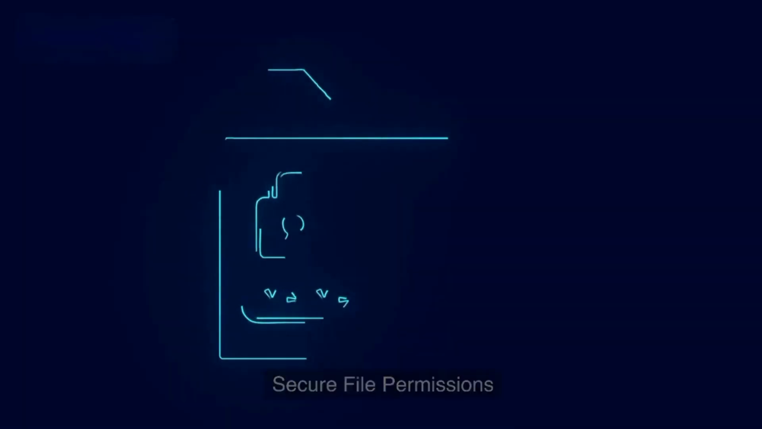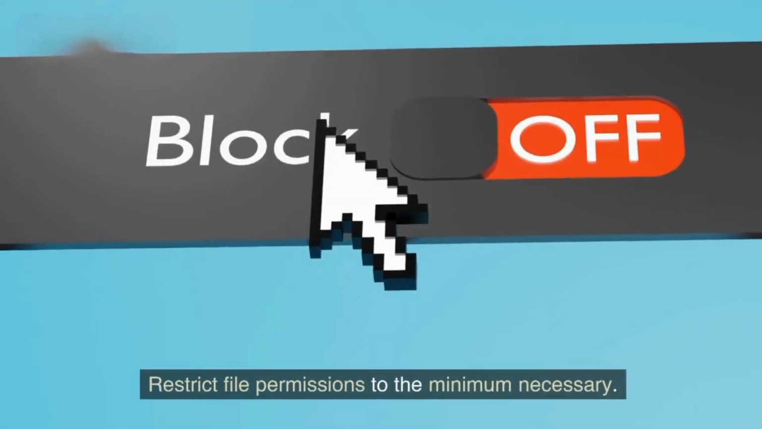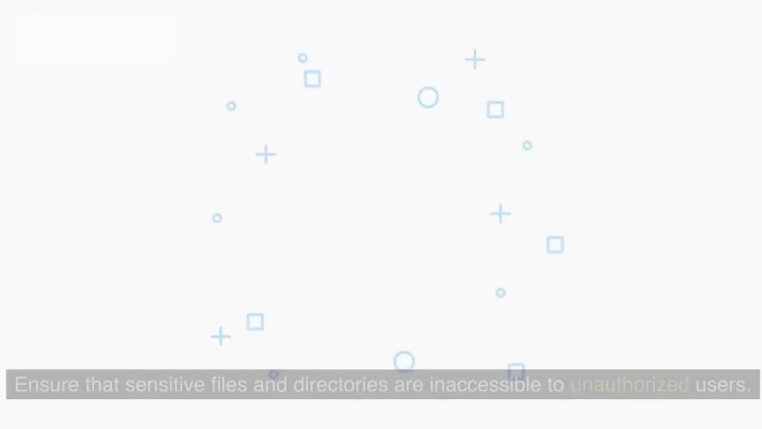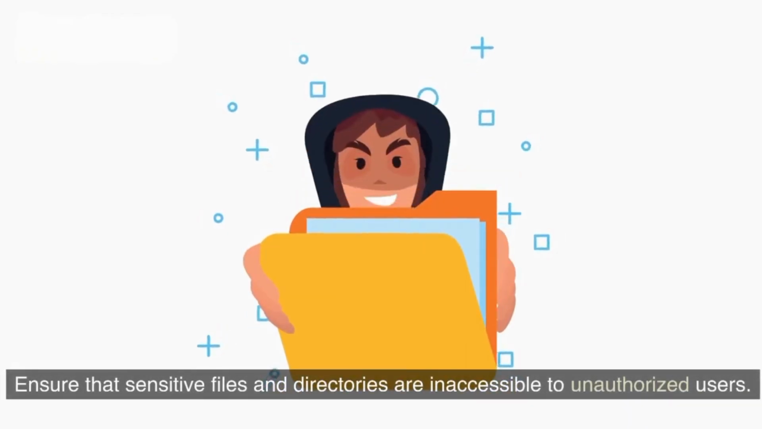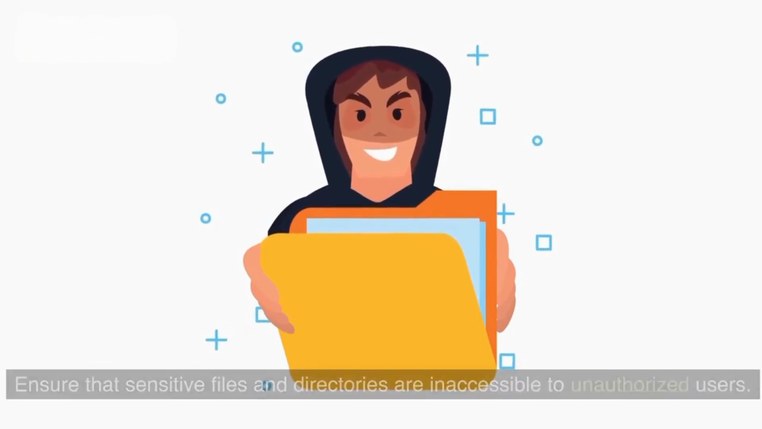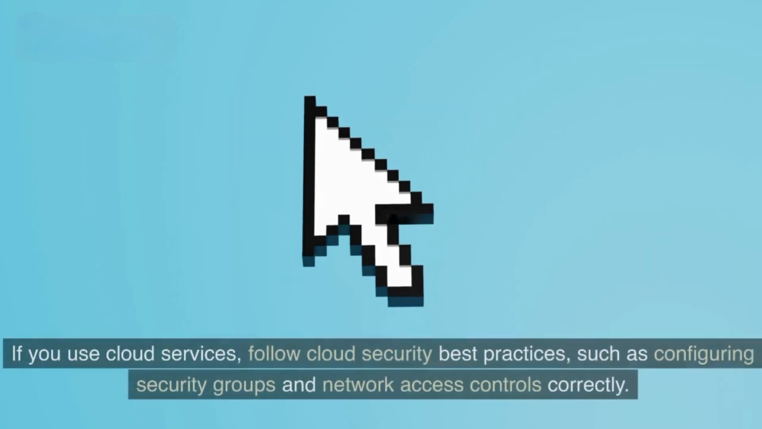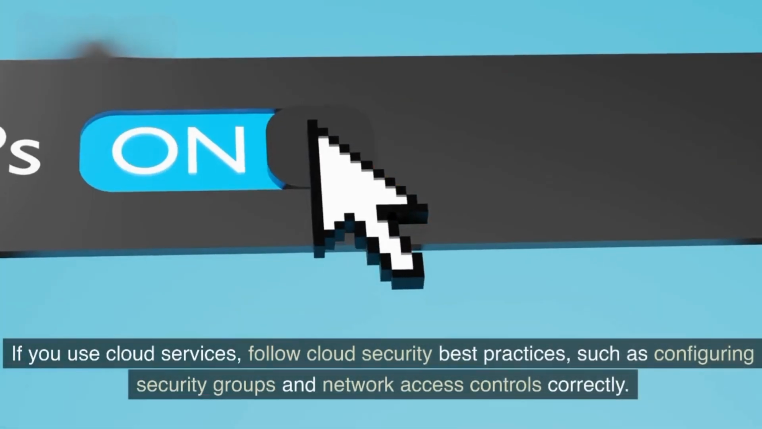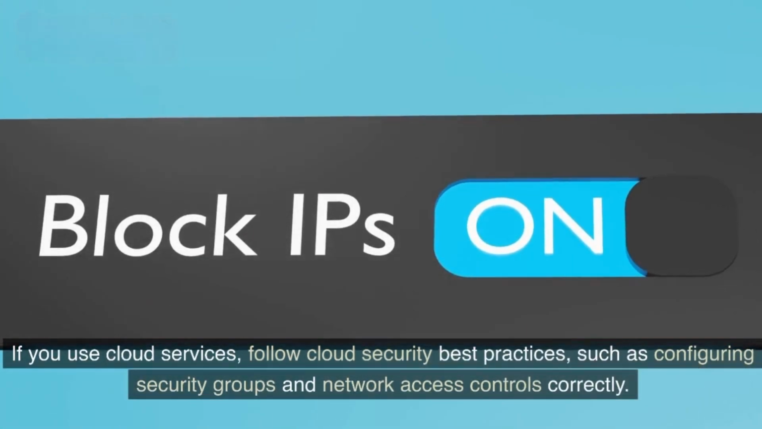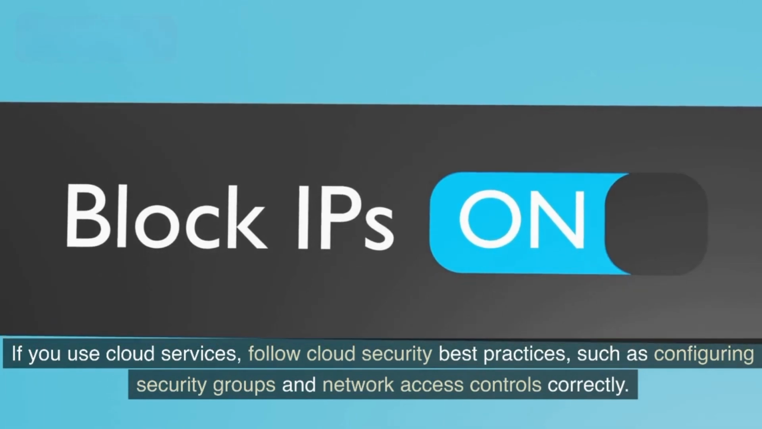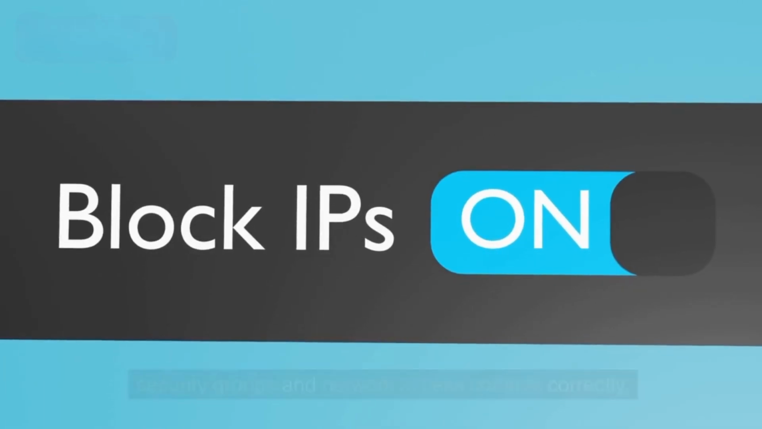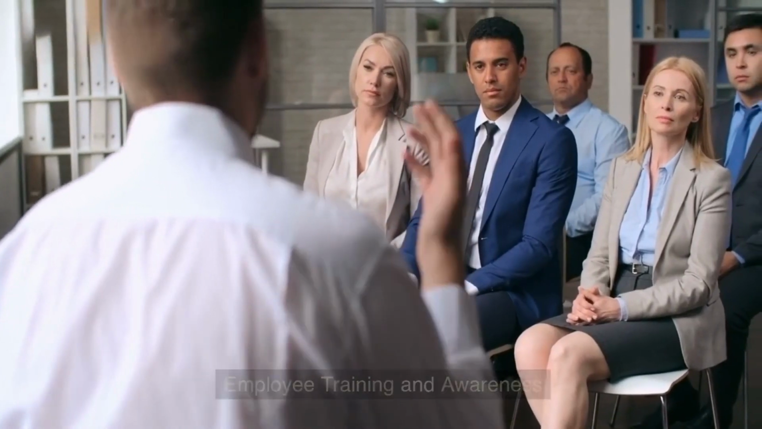Secure file permissions. Restrict file permissions to the minimum necessary. Ensure that sensitive files and directories are inaccessible to unauthorized users. Cloud security best practices. If you use cloud services, follow cloud security best practices, such as configuring security groups and network access controls correctly.